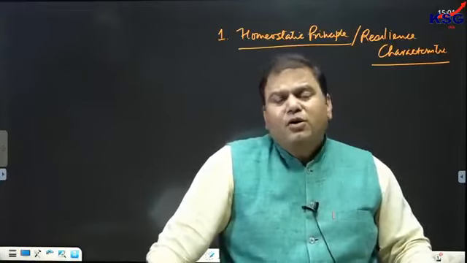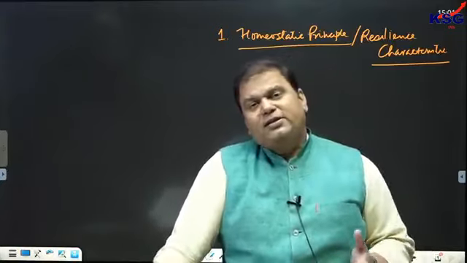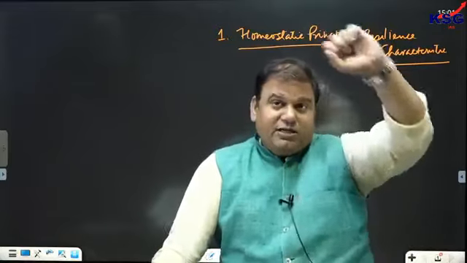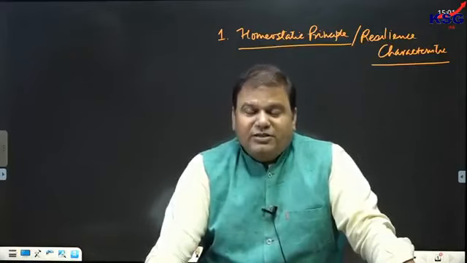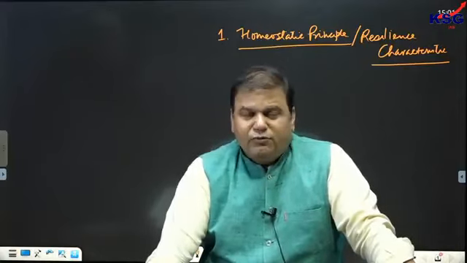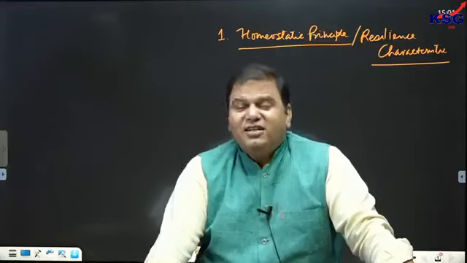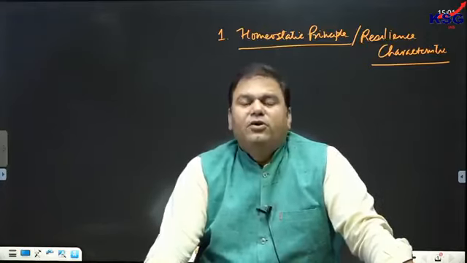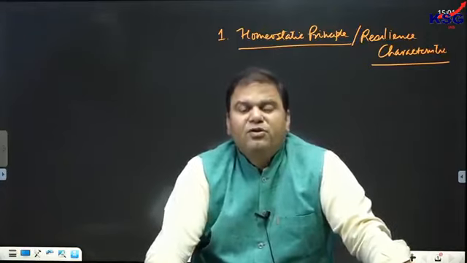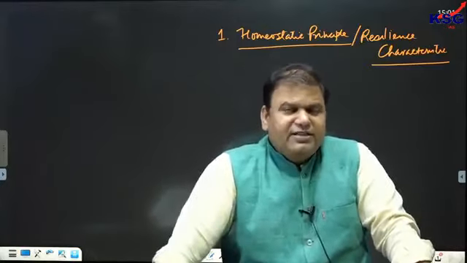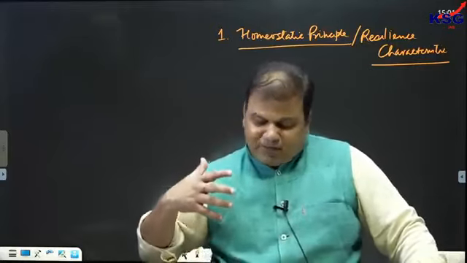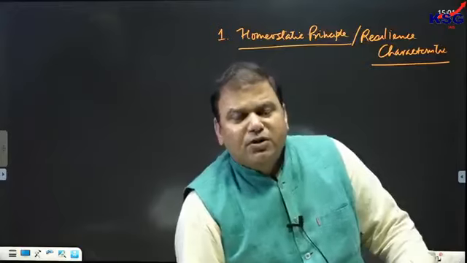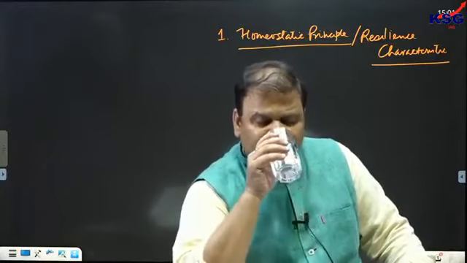Or suppose I am shifted from old Rajendra Nagar, New Delhi, directly to Siachen Glacier. There would be a change in my body. And what would be the change? The RBC production in my body would be enhancing, because Siachen Glacier is an area of low pressure. So in order to adjust to that area, the RBC production in my body would be enhancing. Clear?